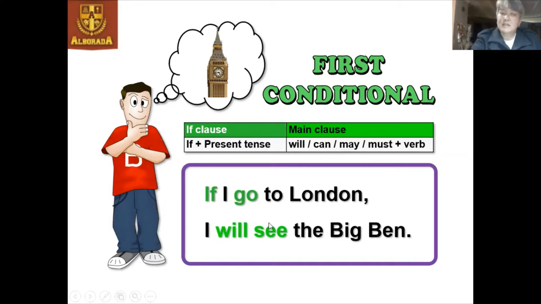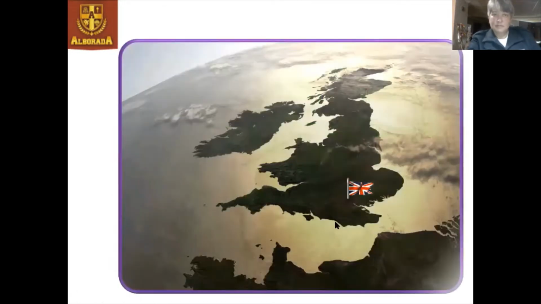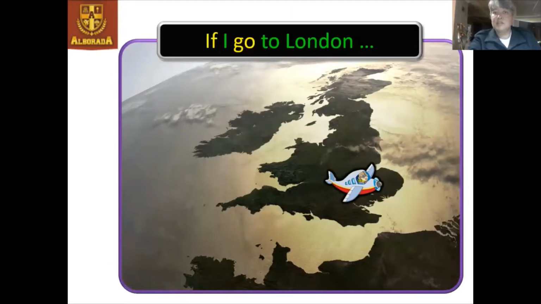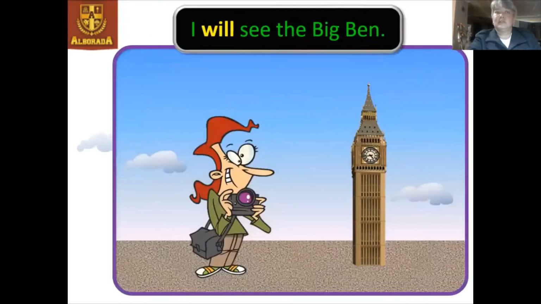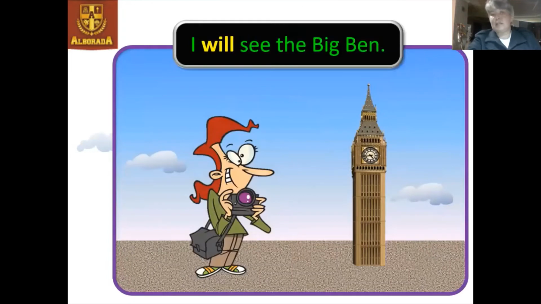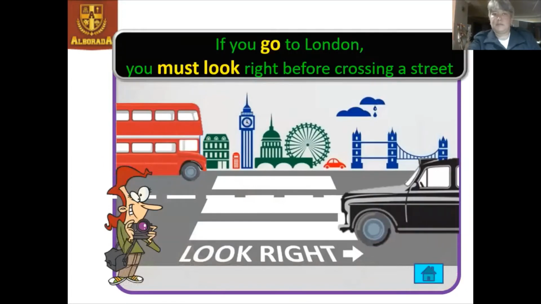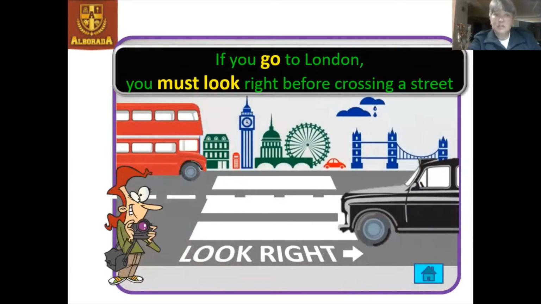In this case, we use the word will to build the main clause. Let's see some other examples. If I go to London, I will see the Big Ben. If I go to Buckingham Palace, I can take a photo of the Royal Guard. If you go to London, you must look right before crossing a street.